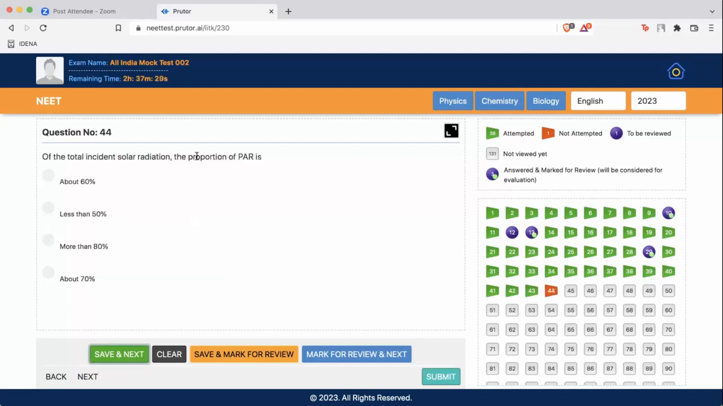Of the total incident solar radiation, the proportion of photosynthetically active radiation is less than 50%.